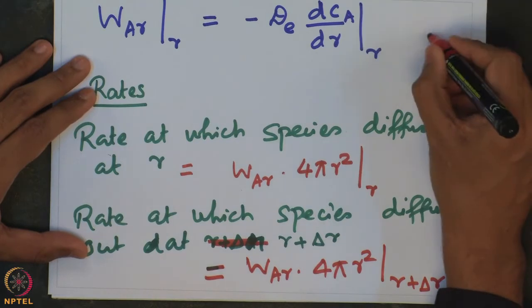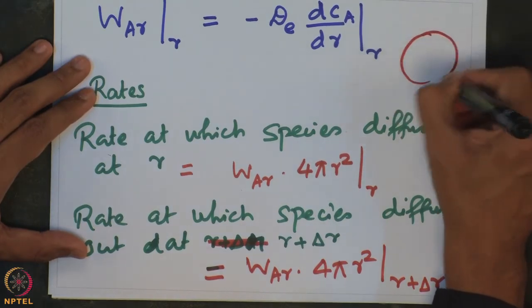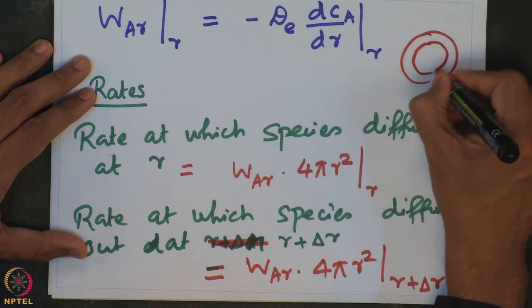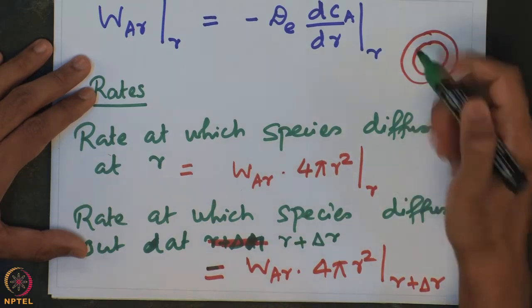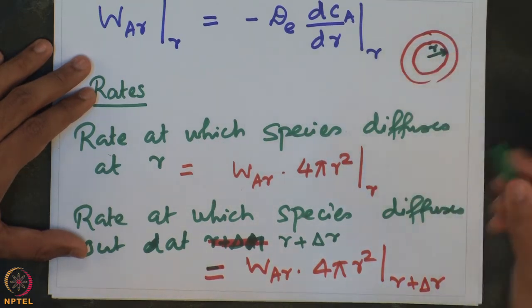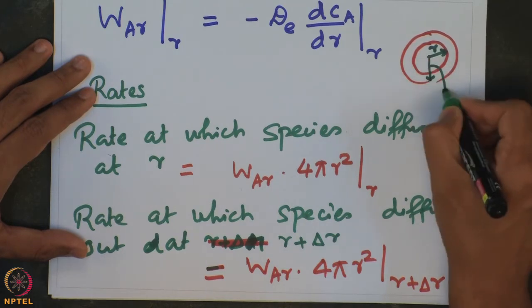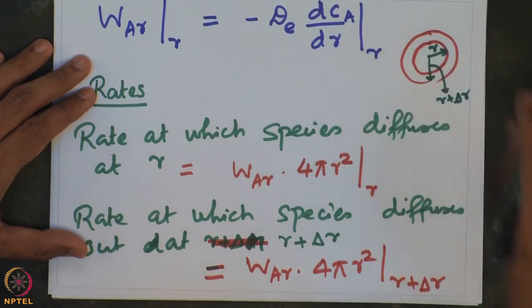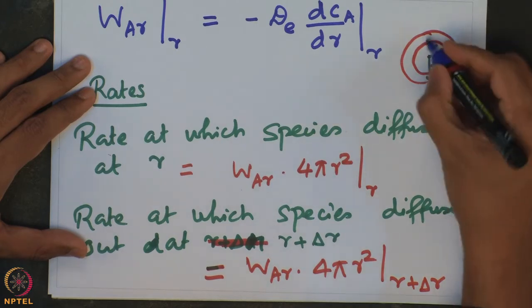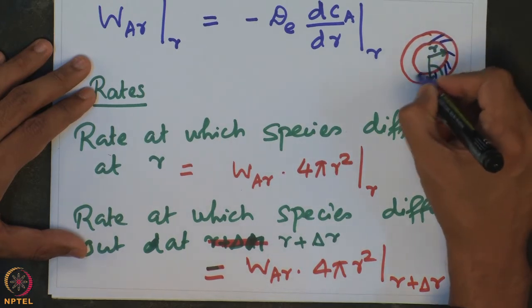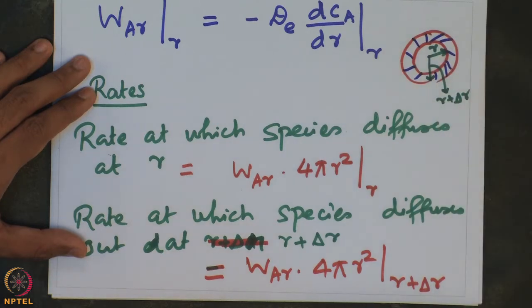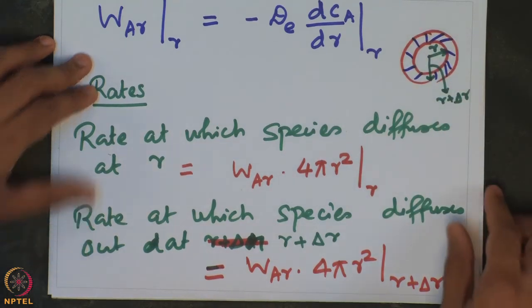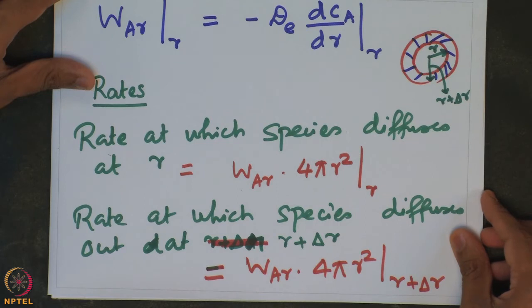So, if I now look at the shell here, R is the inside radius and R plus delta R is the outside radius of the shell. The shell is the volume present between R and R plus delta R, on which we are writing the balance. So, this volume between R and R plus delta R radial location is what is called a control volume.